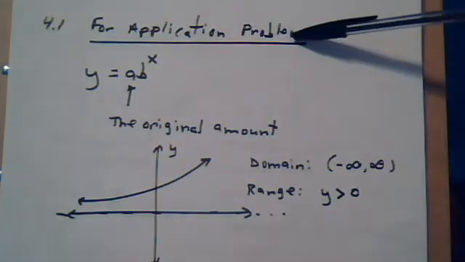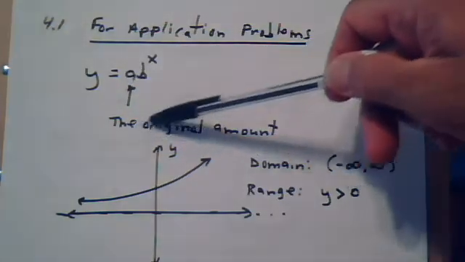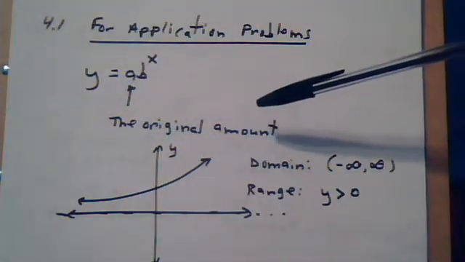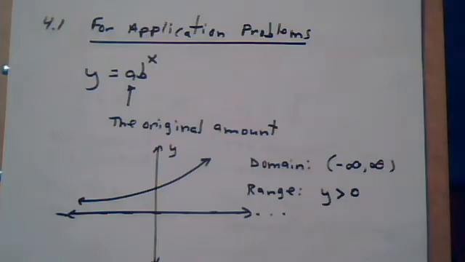For application problems, the a is going to be the original amount. It could be the original amount in a bank account. It could be the original amount of some population of some animal, anything that grows. That would be the original amount.